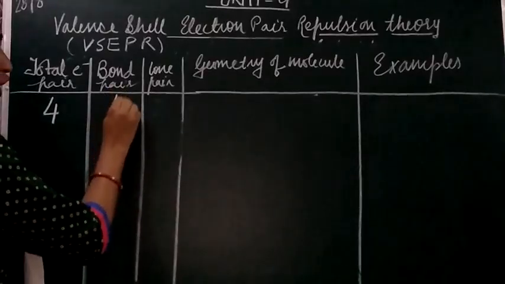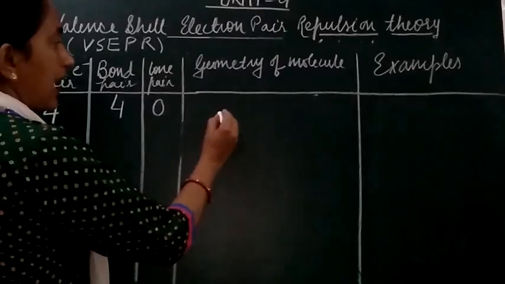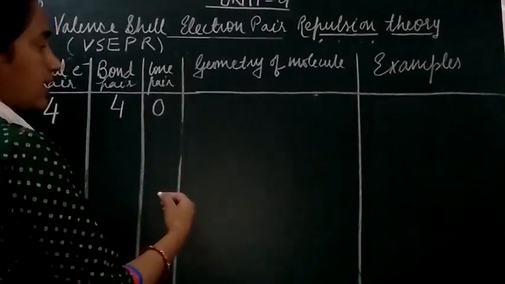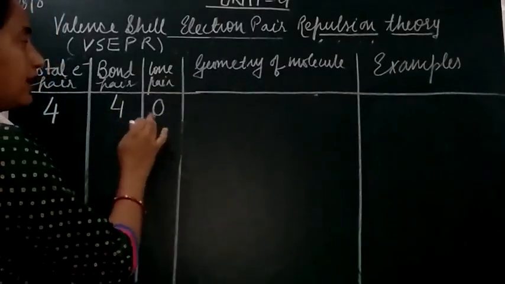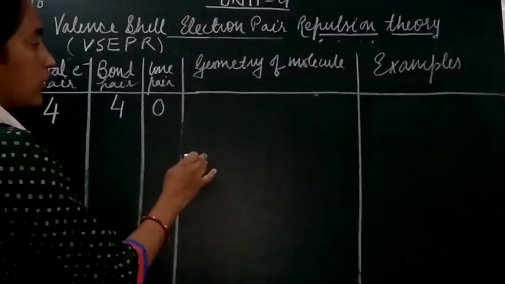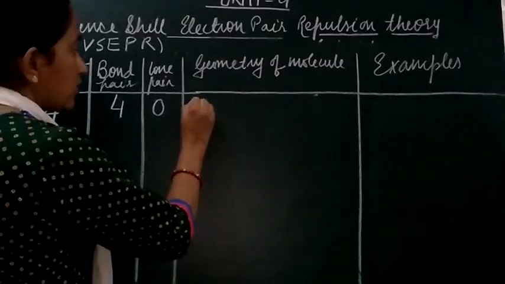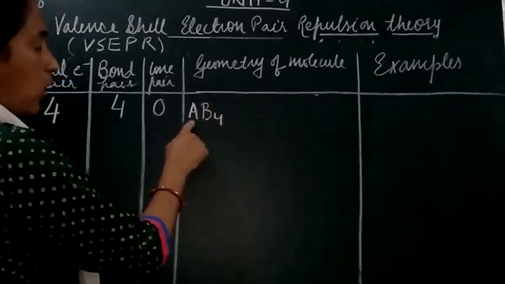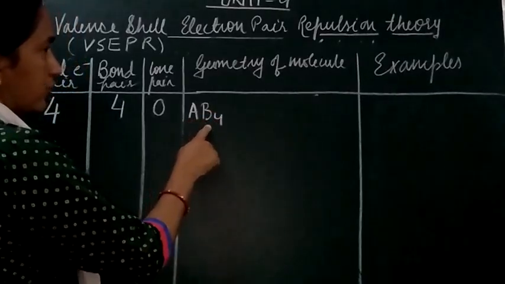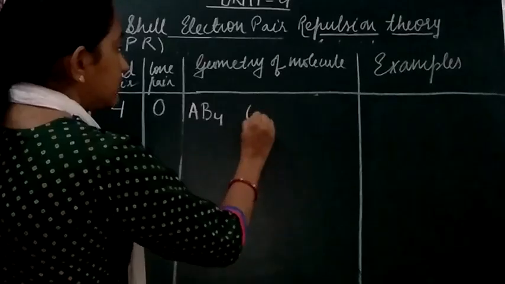First is that if all the electron pairs are shared electron pairs, that is, bond pairs. At that time, we will have 3 cases, right? The first is where all the electron pairs are bond pairs. Then the geometry or shape of the molecule is going to be tetrahedral, right? That is, it is of the type AB4, where around the central atom all the electron pairs are bond pairs. So here the shape is tetrahedral.